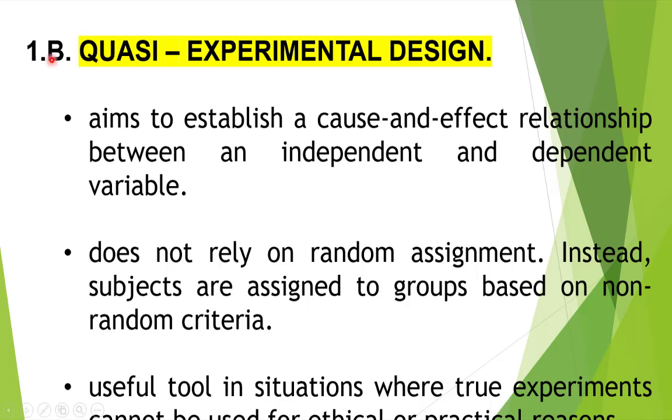Next is the quasi-experimental design. Quasi-experimental design aims to establish a cause-effect relationship between the dependent and independent variables. However, it does not rely on random assignment. Instead, subjects are assigned to groups based on non-random criteria. It is useful in situations where true experiments cannot be used for ethical or practical reasons. The quasi-experimental design is in between the pre-experimental and the true experimental, meaning it has average validity.